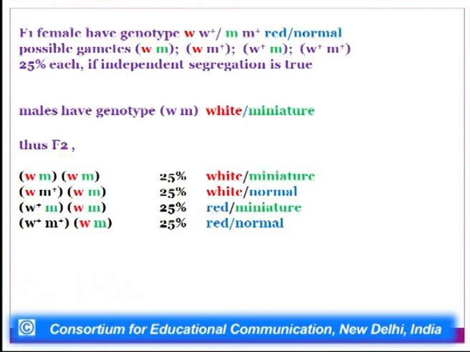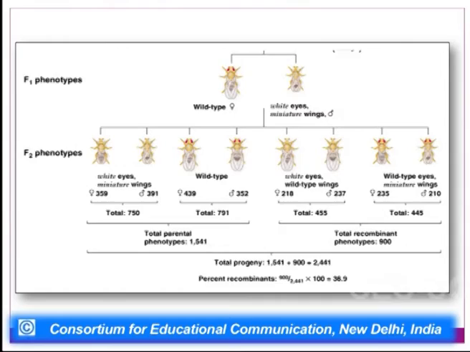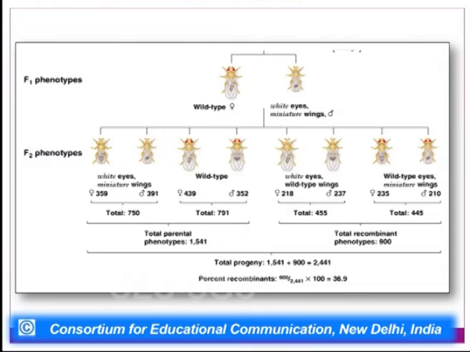So if you look at the F1 phenotypes, the cross was made between the wild type female and the white-eyed miniature-winged mutant male. In the F2 phenotype, there are four types of phenotypes, and in each of the phenotypes there will be males and females. As you can see, for the white-eyed miniature wings, there were 359 females and 391 males. You will get wild type also, again 439 and 392 in number.